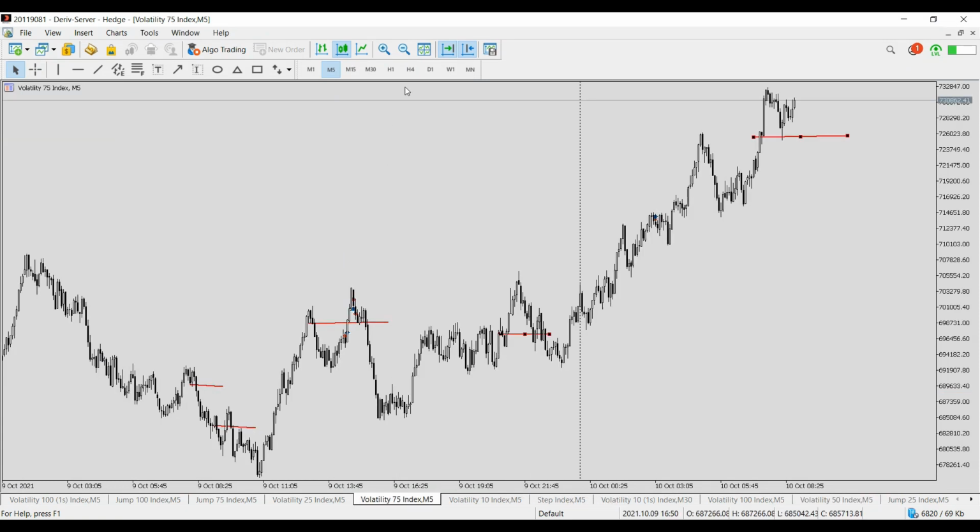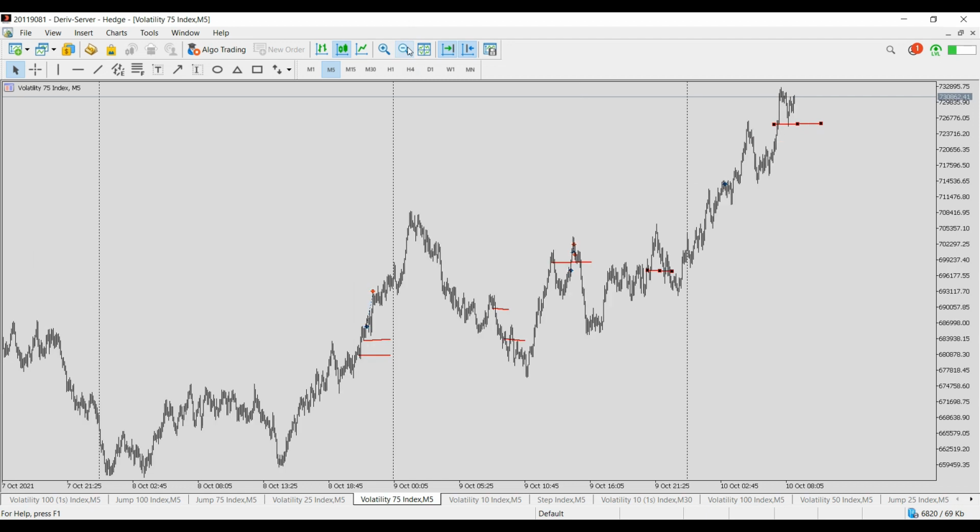Okay, look at this. This is VIX 75, and today is 10th of October 2021.